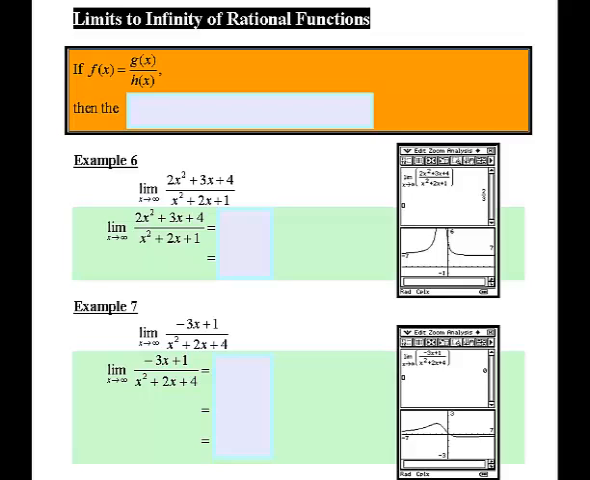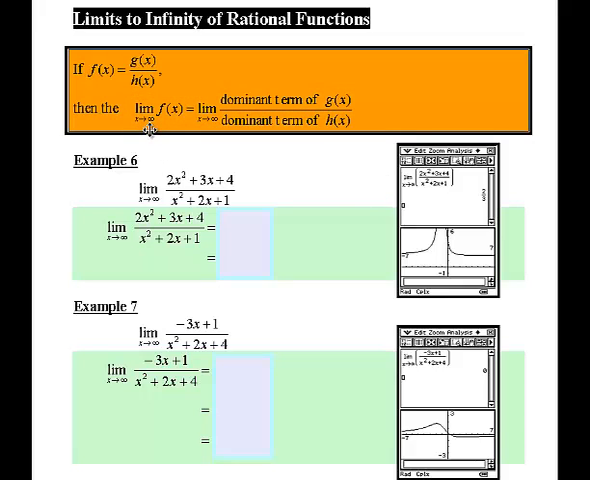So if f of x is a rational function, in other words it's made up of a fraction, then the limit to infinity of that function is the limit to infinity of the dominant term of g of x over the dominant term of h of x. So this saves you having to draw the graph completely. It should make your life an awful lot easier. And it only works as the limit to infinity.